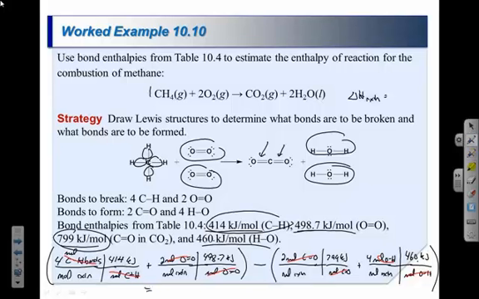So then I would just plug that all into my calculator. I'm not going to do it, just to save a little time here, but I would add all this together, multiply 2 times 498.7, multiply 4 times 414, add that together. Then I would subtract the sum of the 2 times the 799 and the 4 times the 460, and then I would get my answer, and it would be negative in this case because the sum in this parentheses is larger than the other one, which means that it's exothermic because I'm releasing energy from the system to the surroundings.